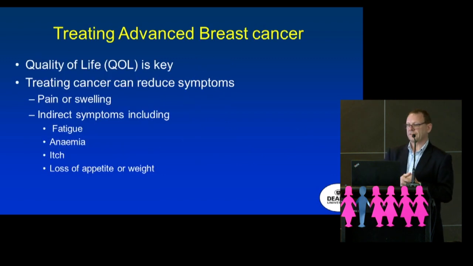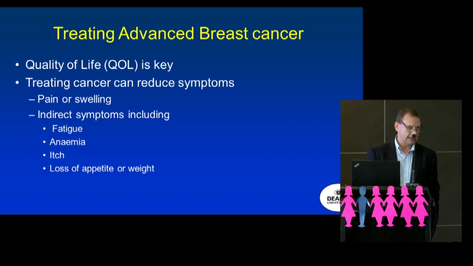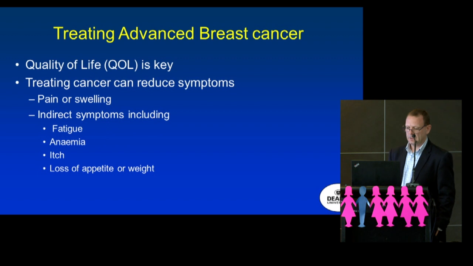So when you're treating advanced breast cancer, the quality of life is key. So treating the cancer can improve symptoms like pain or swelling because we can shrink down the cancer or shrink down the spot in the bone or wherever it might be. But we can also improve the indirect effects. So what we often see in people with advanced breast cancer is they have not just pain from the cancer, but also things that the cancer is doing indirectly.